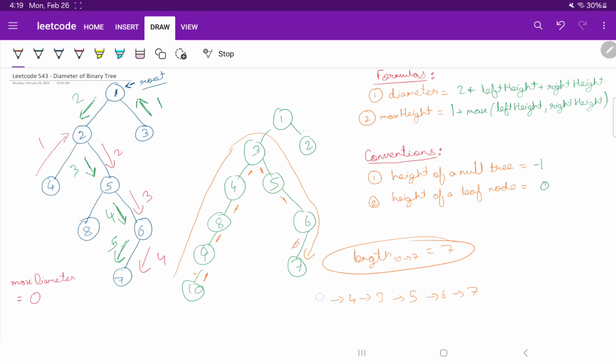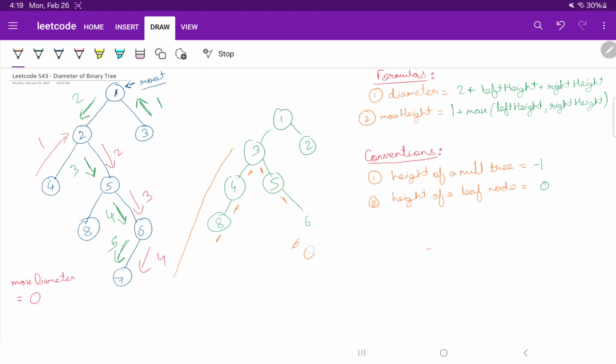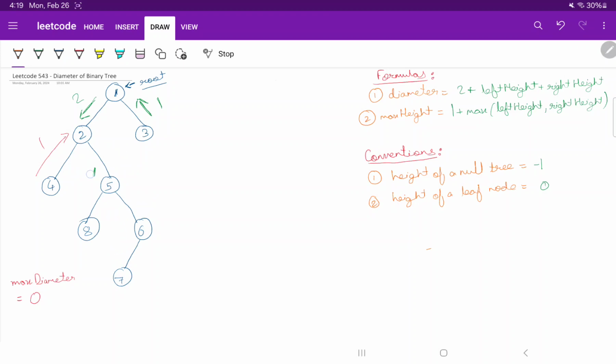So how can we programmatically compute this? For that, let me clear this for a moment. On the right hand side, you can see some formulas and conventions that I've written. This is what we use to solve this problem. One thing that you need to note is, if it's a null tree, the height of that is considered to be -1, and the second convention is that the height of a leaf node is 0. These are the conventions.